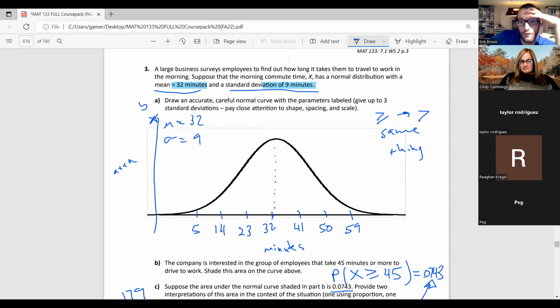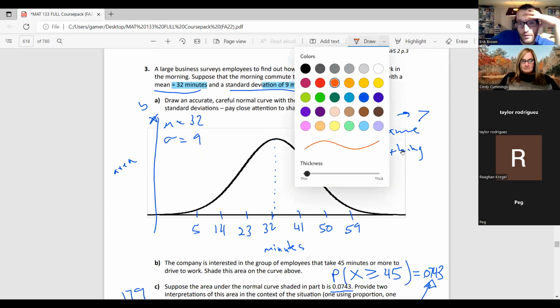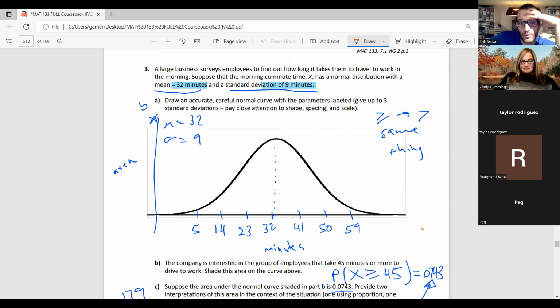So notice our 45 here is a number somewhere between 1 and 2 standard deviations above the mean. So quick question, would it be unusual to take 45 minutes to get to work? That's just a midterm question. And I'm just going to keep reminding you of midterm type material because the final will have some midterm type material on it. So is it unusual to take 45 minutes to get to work?